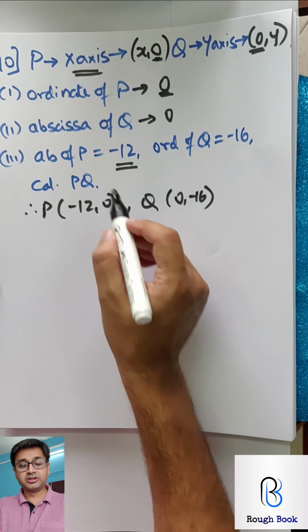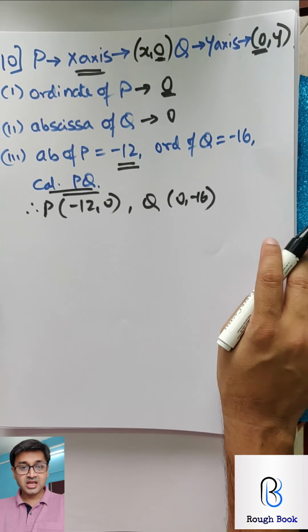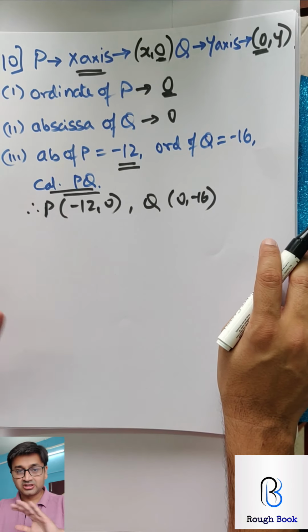Clear? Now that you know these two, they say calculate the distance of PQ. How simple is this question? It only looks big and dangerous, but it is not.